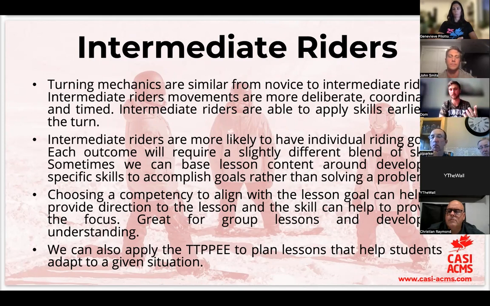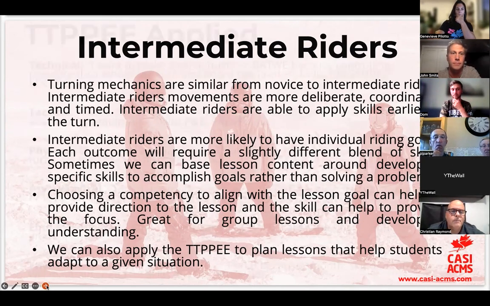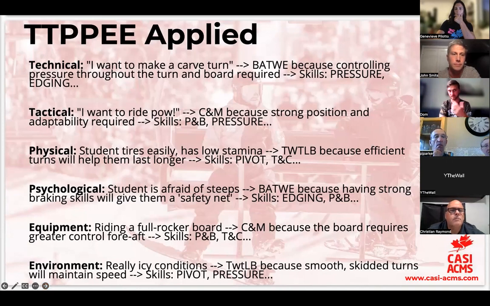And this is where the TTPEE model comes in. And if we go to the next slide, we'll take a look at some of these and then go through a few examples of goals that tie into each of these different factors. So the TTPEE model is technical, tactical, physical, psychological, equipment, and environment. So these are all the different factors that affect our snowboarding. So we've just created some goals that align to one to each factor.